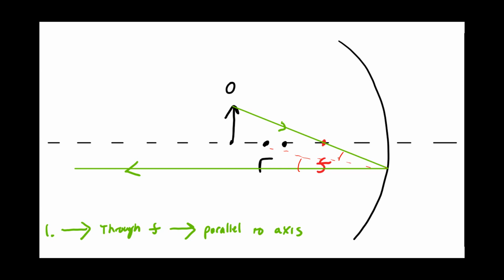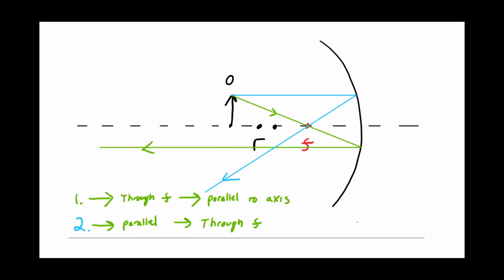So the first ray we can draw is going to be a ray that passes through the focal point, hits the mirror, and reflects back parallel to the center line or the optical axis. The second ray we can draw is the ray that goes in parallel, and that ray reflects back through the focal point. So now we've got 2 rays.